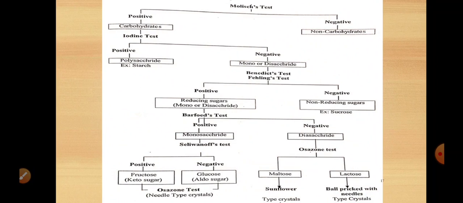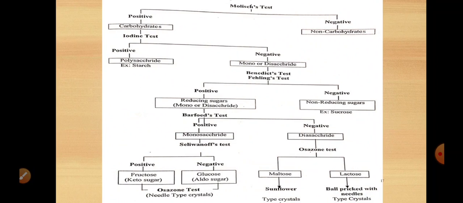So when an unknown sample is given to you, the first test you will do is the Molisch test. Based on that, you will get to know whether carbohydrate is present or not. If you get a positive test, it indicates the carbohydrate is present. If you get negative, it is an indication that the sample doesn't contain carbohydrates. So there is no point in continuing the carbohydrate tests. You can stop there itself.